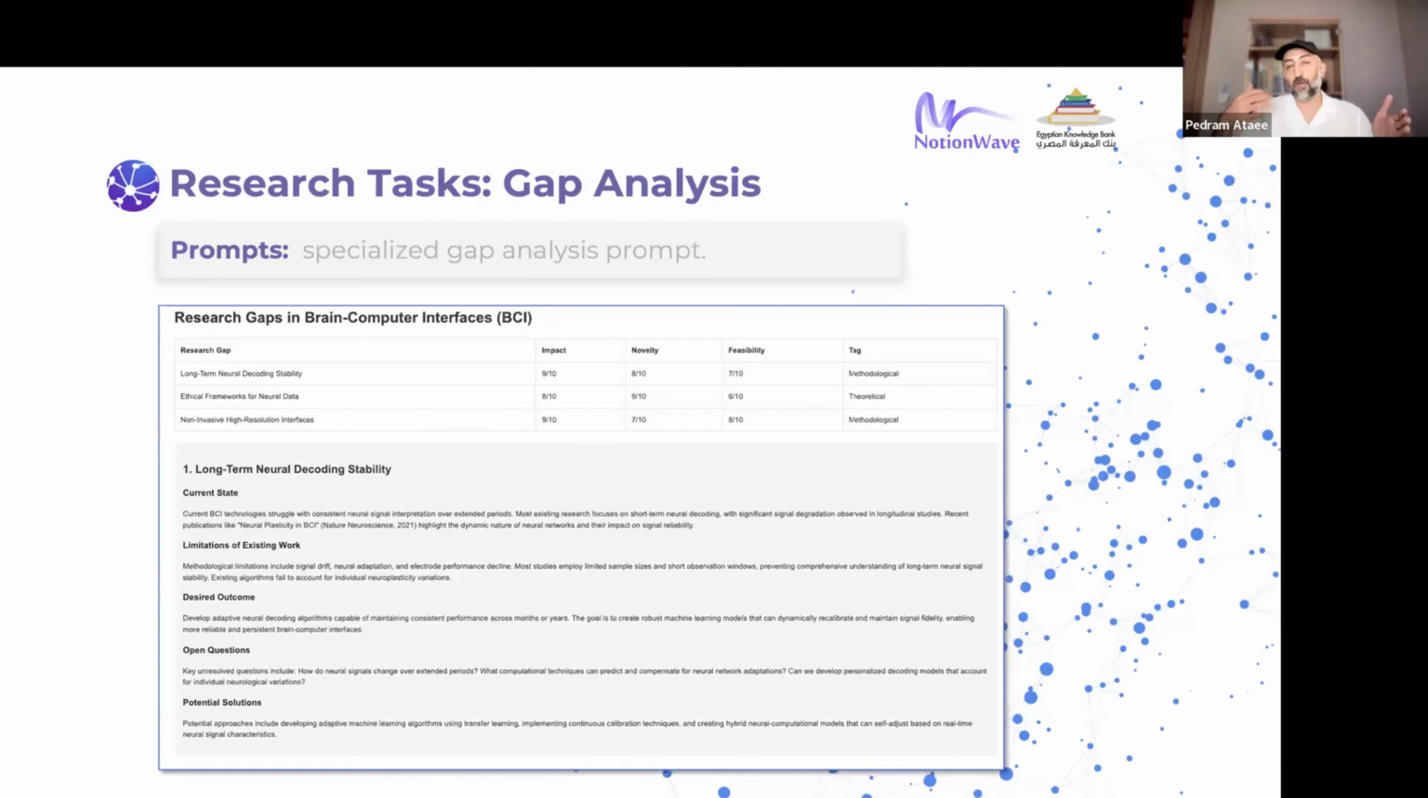As a researcher, when I want to do gap analysis, I would like to understand what is the current state of research? What is the limitation of existing work? What are the desired outcomes, which we do not have now? What are the open questions, and so on? So this is the structure that we define in the prompt to get back a useful response. We also ask AI to evaluate these gaps based on their impact, novelty, or feasibility, and so on. So this is the output of a dedicated complex prompt for gap analysis that you can run in different AI tools.